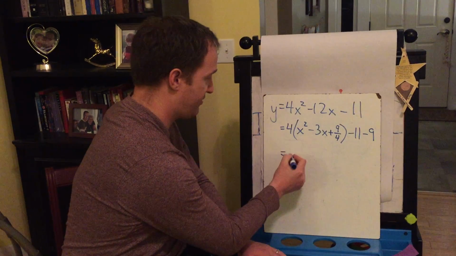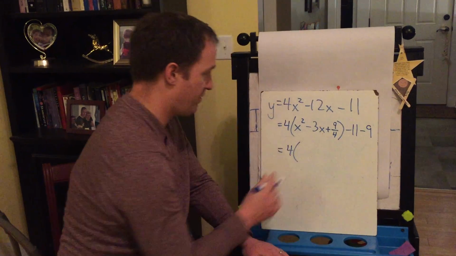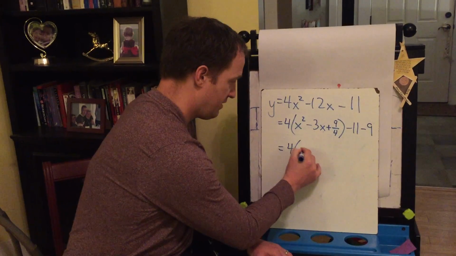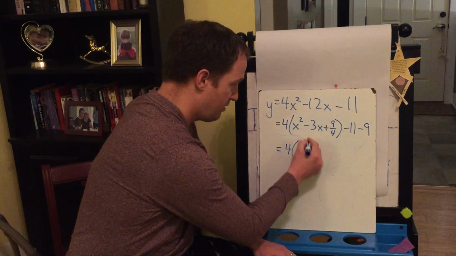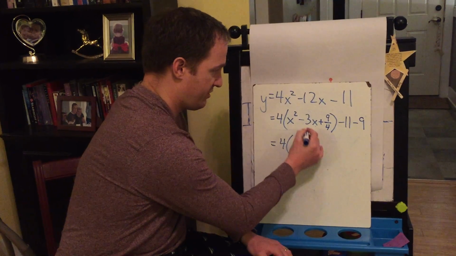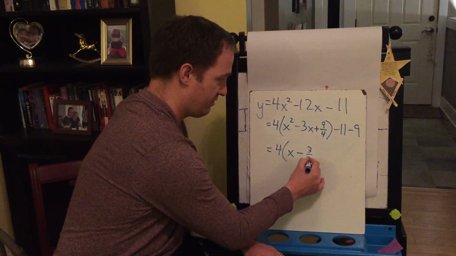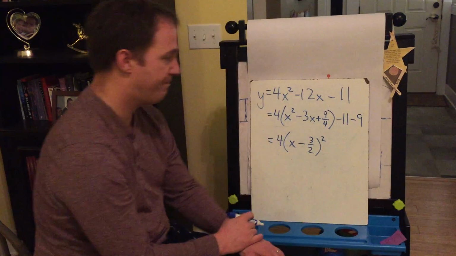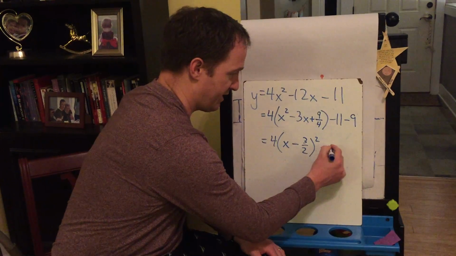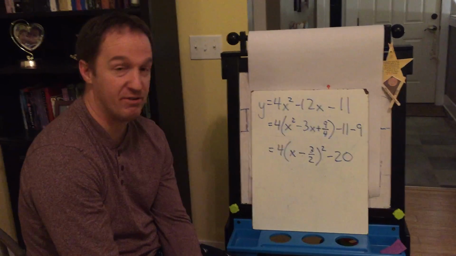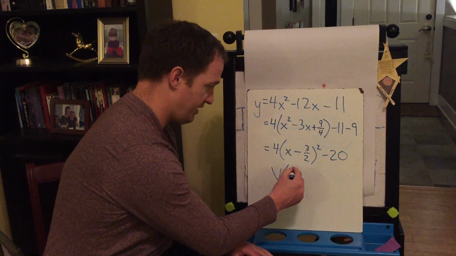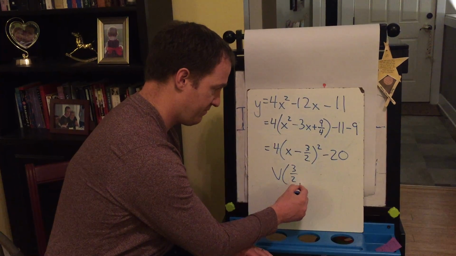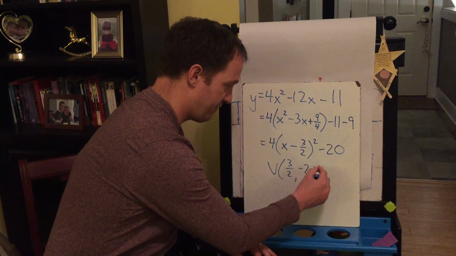Now it's time to factor this stuff. We leave our 4 there. This factors, again, the number that goes here is always half of this middle one. This is a minus, so this is minus, and half of 3 is 3 halves squared. We combine these, we get minus 20. And now we have vertex form, and we can see where the vertex is. And our vertex is at 3 halves, negative 20.